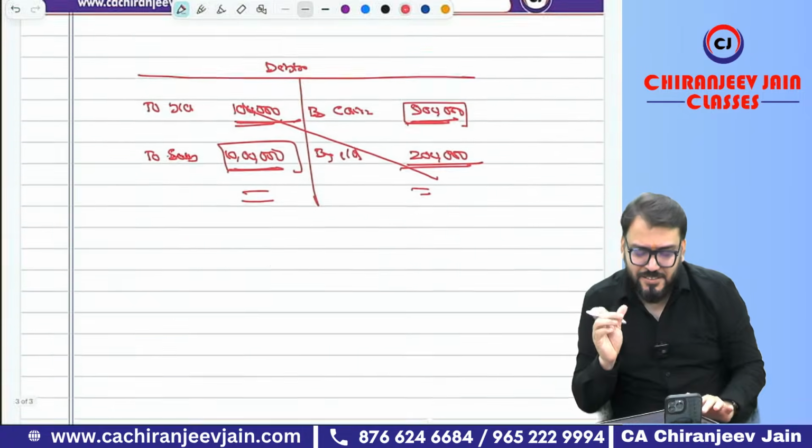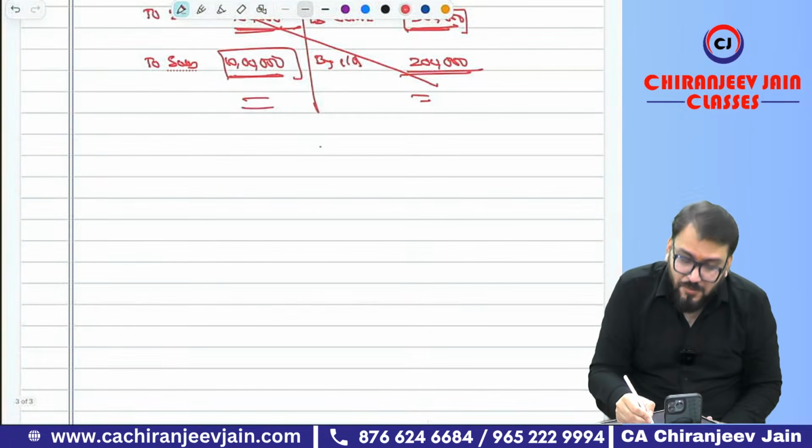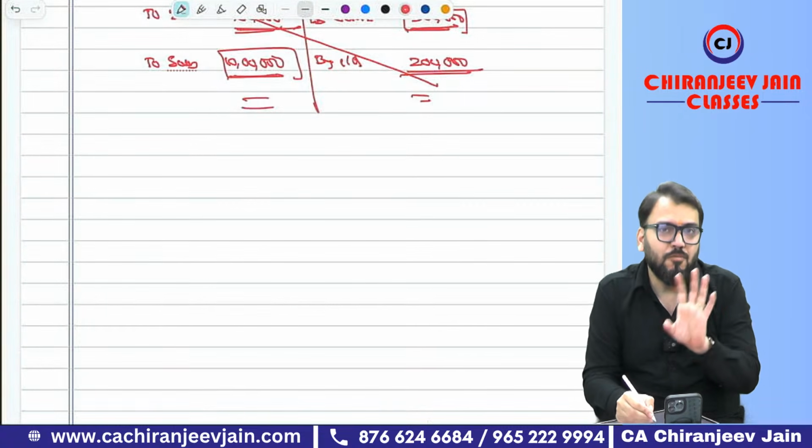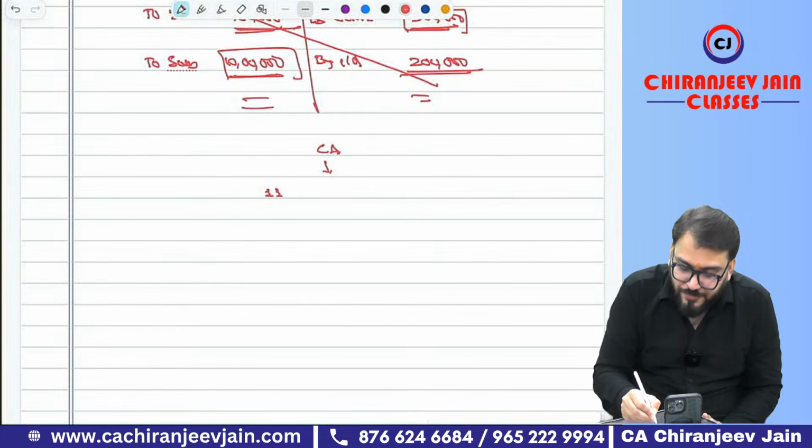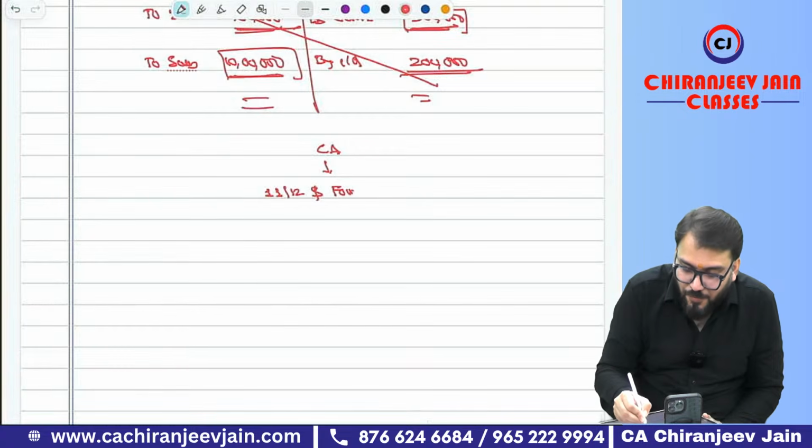What I have realized in the last 2 years, what is my realization? CA becomes difficult because of 11, 12 and CA Foundation.